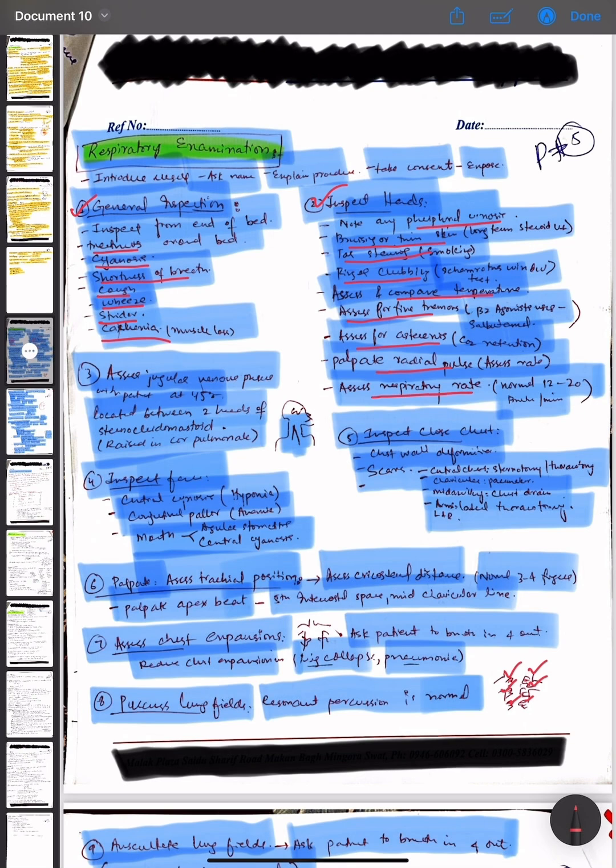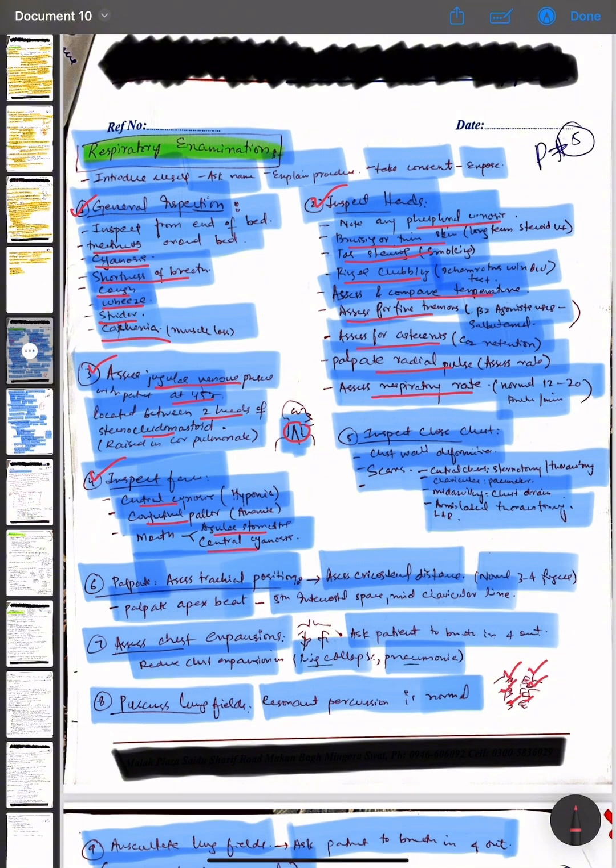After this, you have to assess the jugular venous pressure, that is with the patient at a 45-degree angle. This is the JVP, and it is located between the two heads of the sternocleidomastoid. Then you have to inspect the face, that is for central cyanosis, for conjunctival pallor, and the mouth for angular stomatitis and central cyanosis.